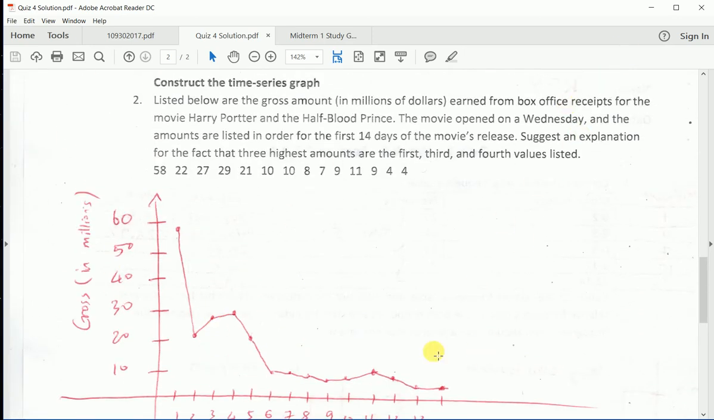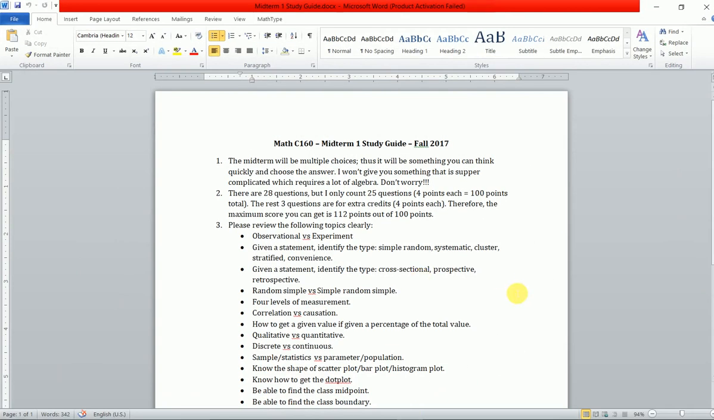Now we are finishing quiz 4. I'm now reviewing for the midterm 1 study guide. So remember, the midterm will be multiple choice. We have 28 questions, but I only count 25 questions, at 4 points each, which will give you 100 points total. The remaining 3 questions are for extra credit. If you can do them, you get an extra 4 points each, which is 12 points total. And if you get all the questions correct, you should have a maximum score of 112 out of 100.